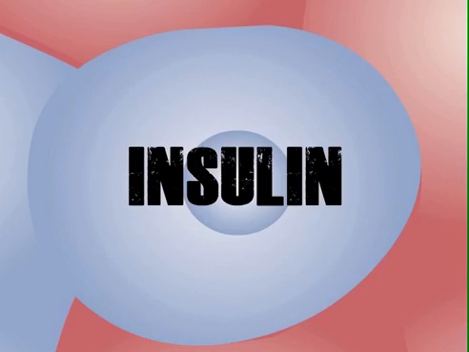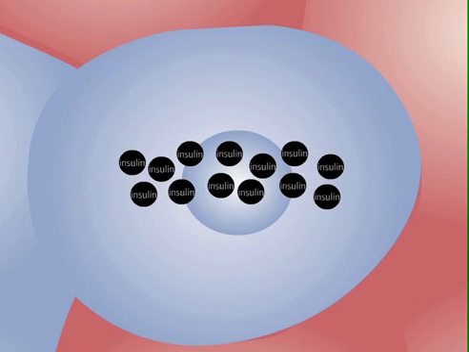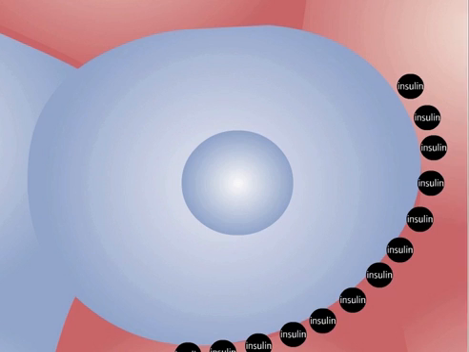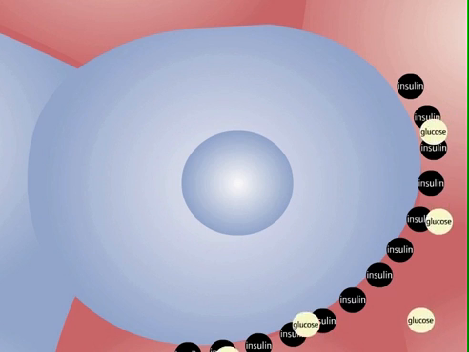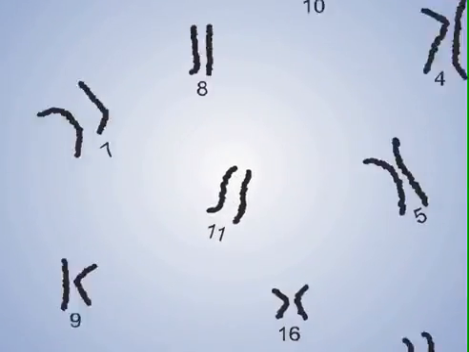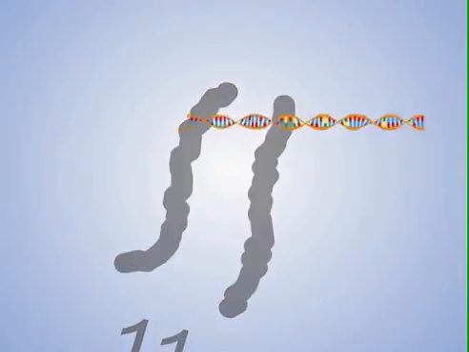Insulin plays a role in controlling blood glucose levels by binding to specific receptors on a cell's surface, and in doing so, making the cell membrane more permeable to glucose. The gene that provides the instructions for building the protein insulin lies on chromosome 11.